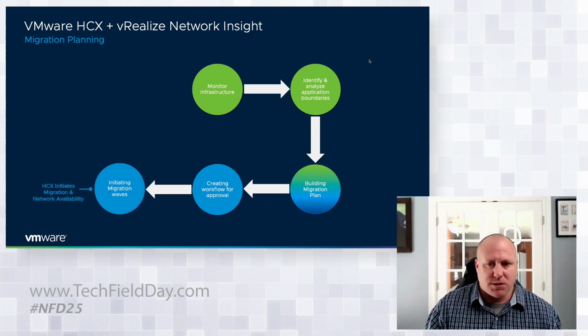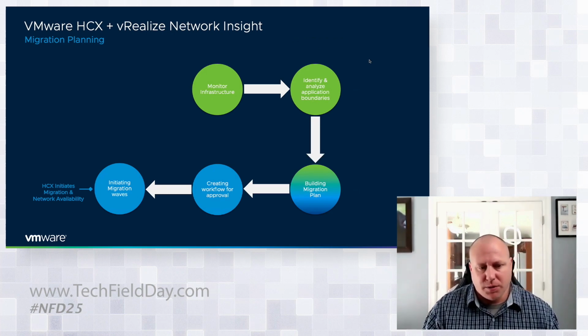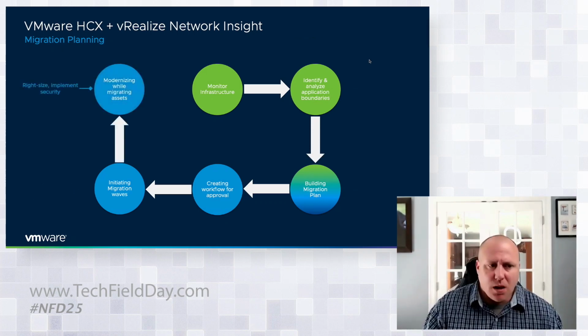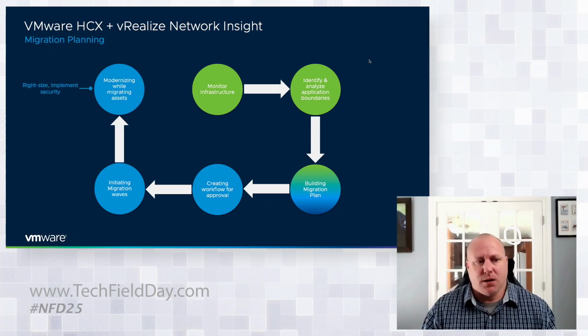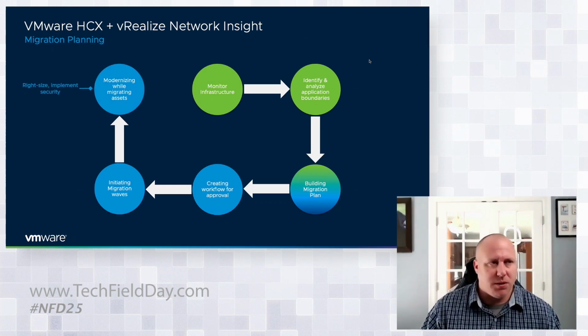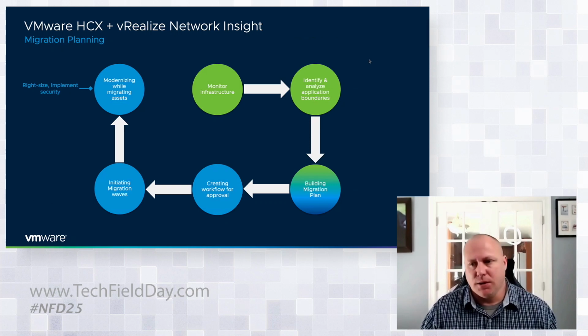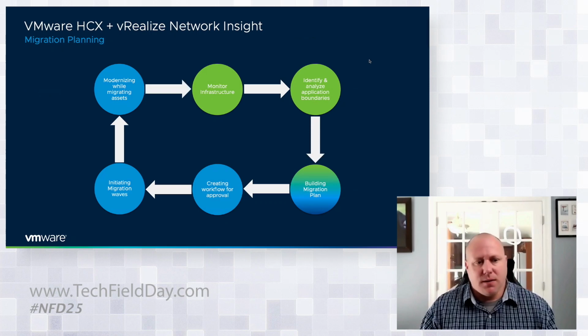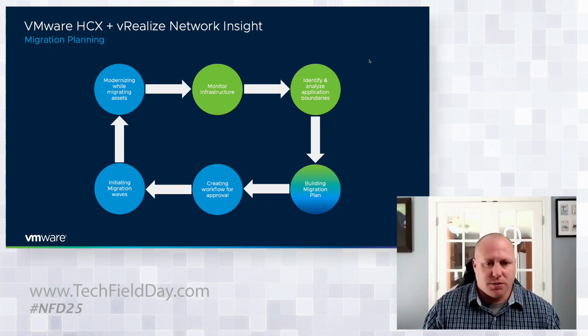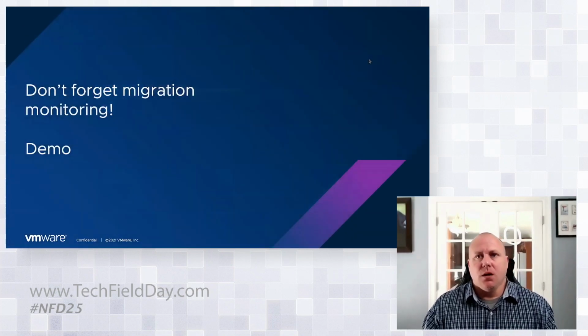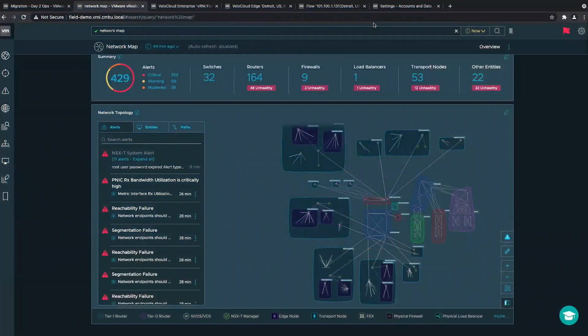So that's where you're going to see HCX initiate the actual migration and network availability based off setting up the L2 extensions, and then getting into modernizing while migrating the assets. This is going to be right-sizing and implementing security once the application is migrated, and then it's a wash, rinse, repeat type process when we're dealing with the application migration. So let me move over really quick to the demo environment here.